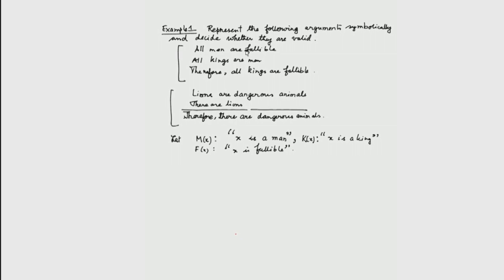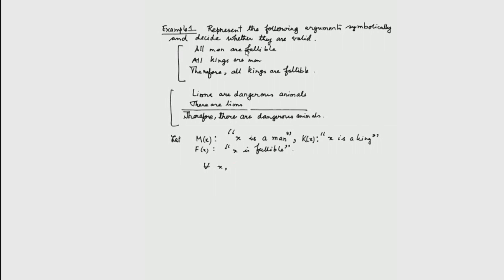Now, we symbolize the first argument in this way: for all x, M(x) implies F(x). For all x, K(x) implies M(x). Therefore, for all x, K(x) implies F(x). Now, we see the formal proof of this argument stepwise.